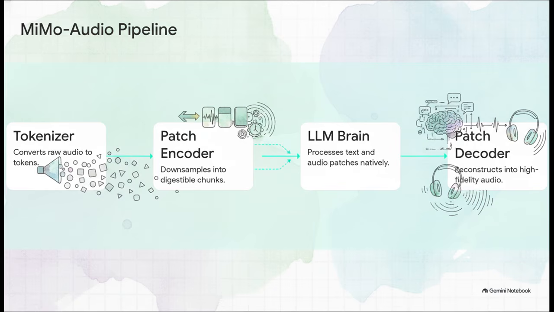Second is the patch encoder, and this step is absolutely vital. Audio data is huge and it comes in fast. The patch encoder downsamples it. It effectively chunks a fast-spoken sentence into slower, digestible patches, almost like syllables, for the AI to process without getting overwhelmed. Third, we hit the large language model. This is the brain that natively processes these interleaved audio and text patches. And finally, step 4, the patch decoder reconstructs all this data back into high-fidelity audio output.